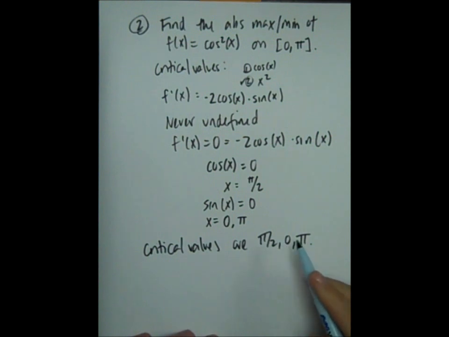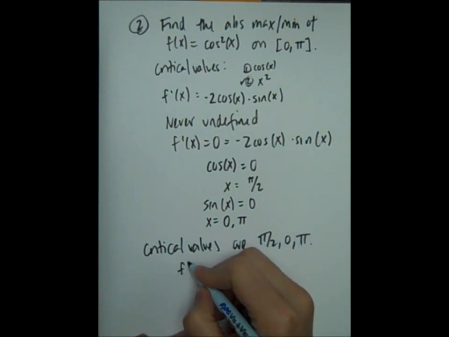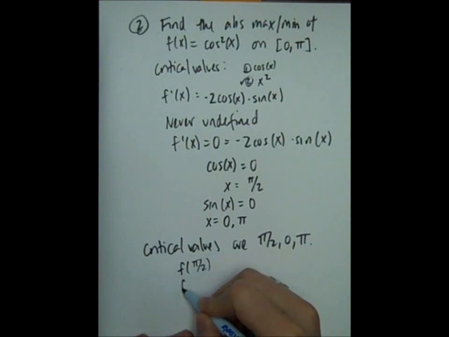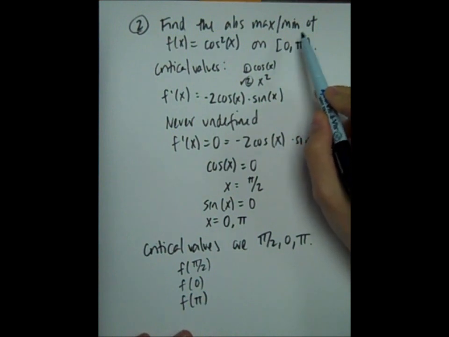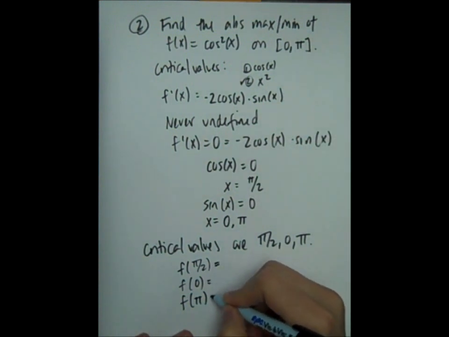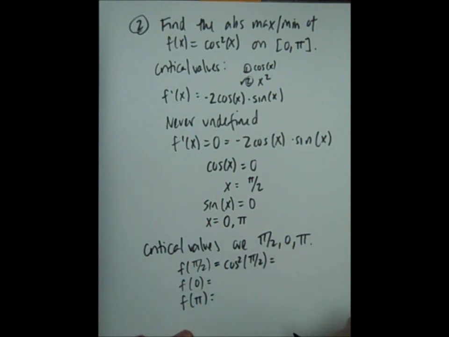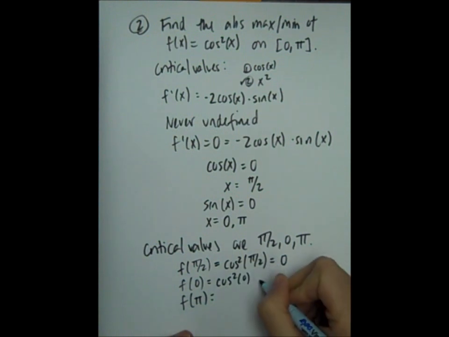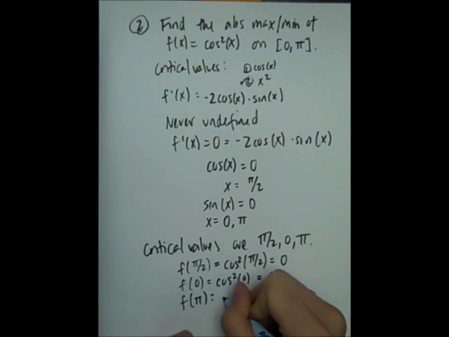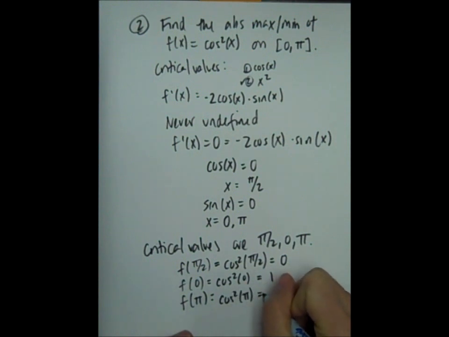Now I'm going to take all of these along with my endpoints and test them into f. So I'm going to test pi over 2, I'm going to test 0, I'm going to test pi. Now I've already written down my two endpoints, so I'm not going to write them down again. And let's plug them in. Cosine squared of pi over 2: cosine of pi over 2 is 0, 0 squared is 0. Cosine squared of 0: cosine of 0 is 1, 1 squared is 1. And cosine squared of pi: cosine of pi is negative 1, negative 1 squared is 1.